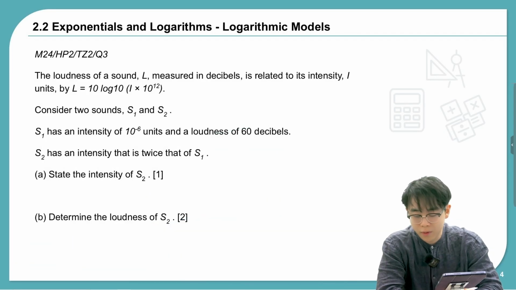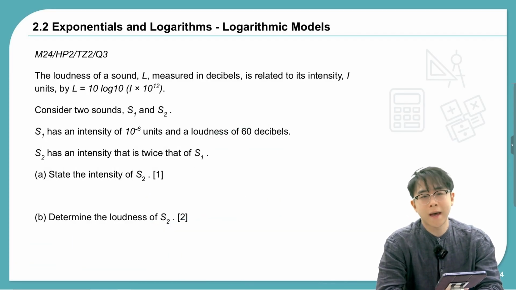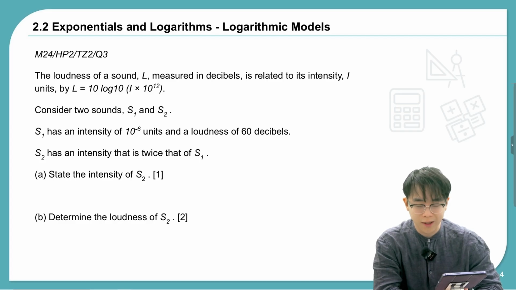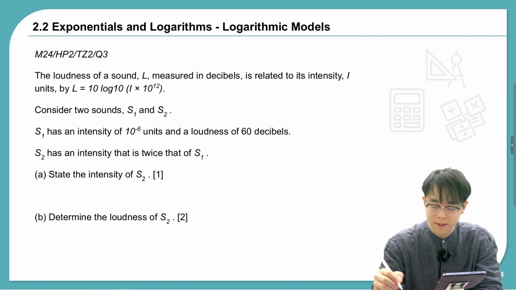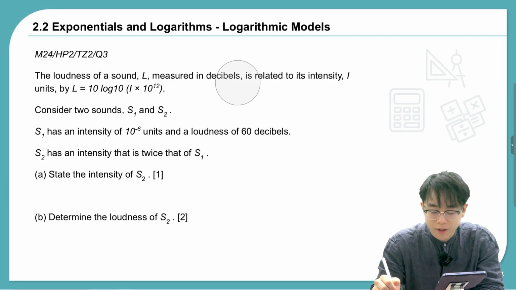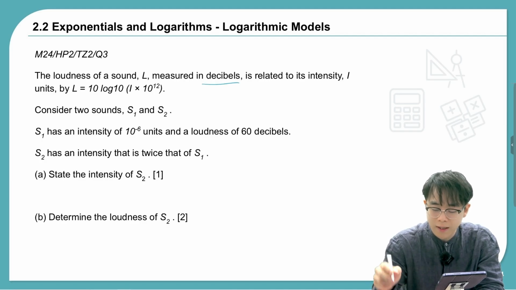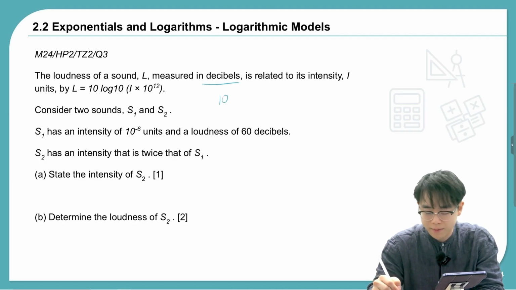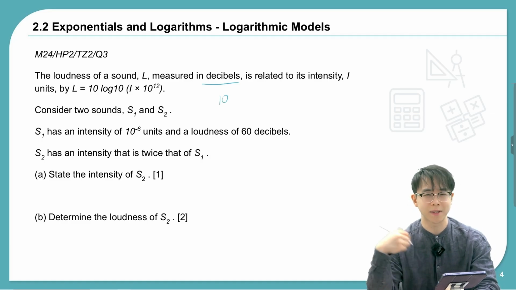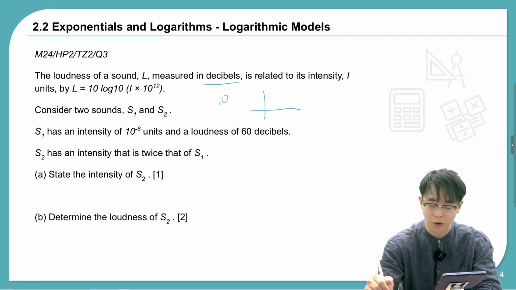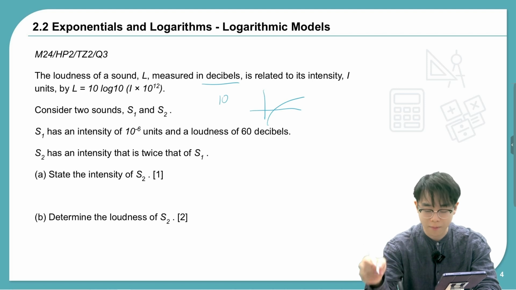Okay, so number 3, we have logarithmic models. Sound is often measured on a logarithmic scale. What that means is if you have units like decibels, increasing by 10 decibels doesn't necessarily mean that the sound is 10 times louder. It follows its own logarithmic scale. So we're going to see what that means here.